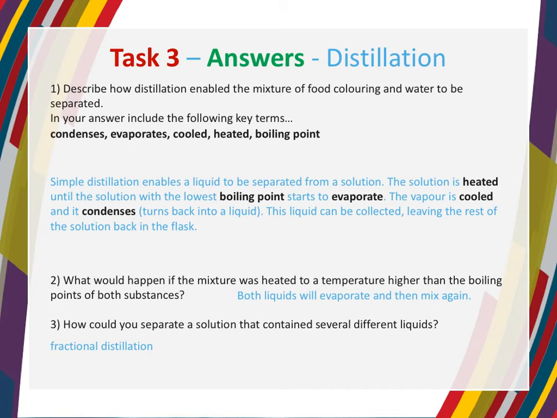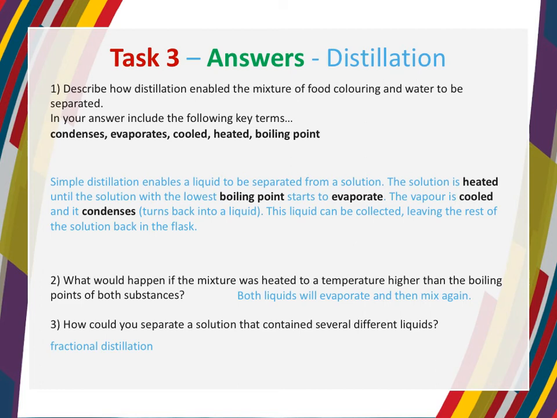How could you separate a solution that does contain several different liquids? Well, all of those liquids are going to have different boiling points. So we would use a process called fractional distillation. So we would heat it up slowly, and as it got to the boiling point of the first compound, let's say 50 degrees, all of that substance would come off first.